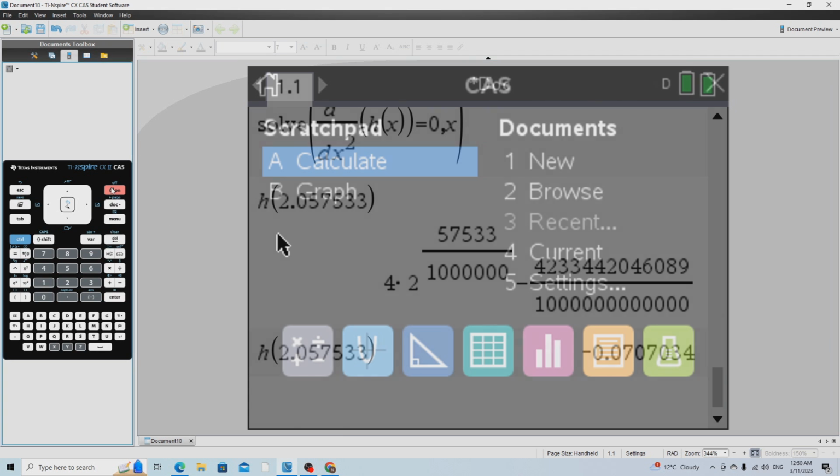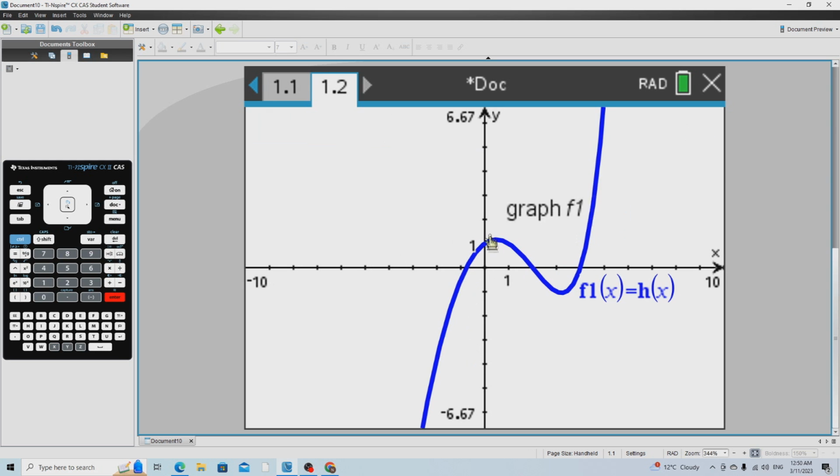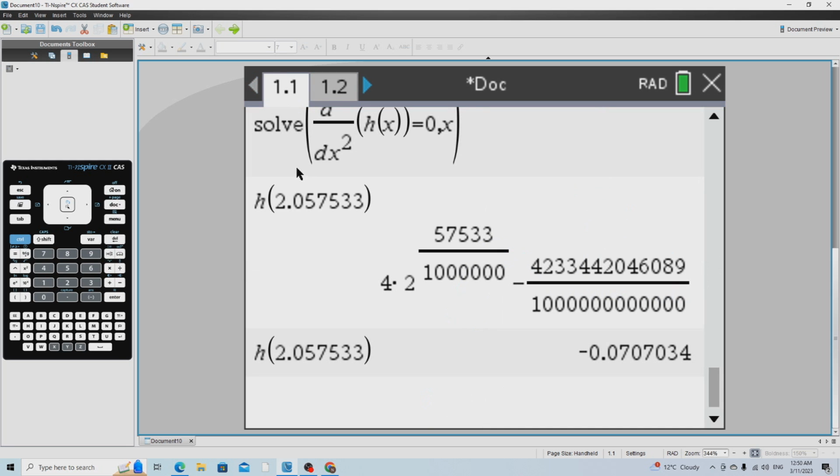Find the largest interval of x values for which h is strictly decreasing. Okay, so h is strictly decreasing. If I draw h of x, it's only strictly decreasing from this value over here to this, so from the maximum to the minimum. So let's just find those values, and they're going to be included, because it's strictly decreasing.